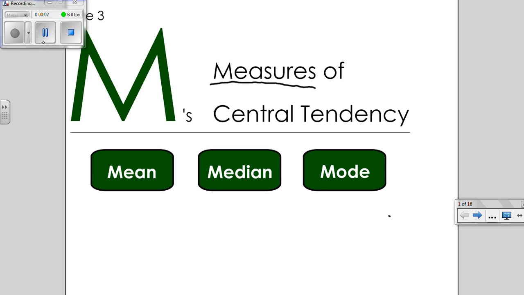Alright, today we're going to be working on the measures of central tendency. It's part of where you analyze your data using mean, median, mode, range, interquartile range, minimum, maximum, lower quartile, upper quartile. We'll be talking about all those as we go through this today.